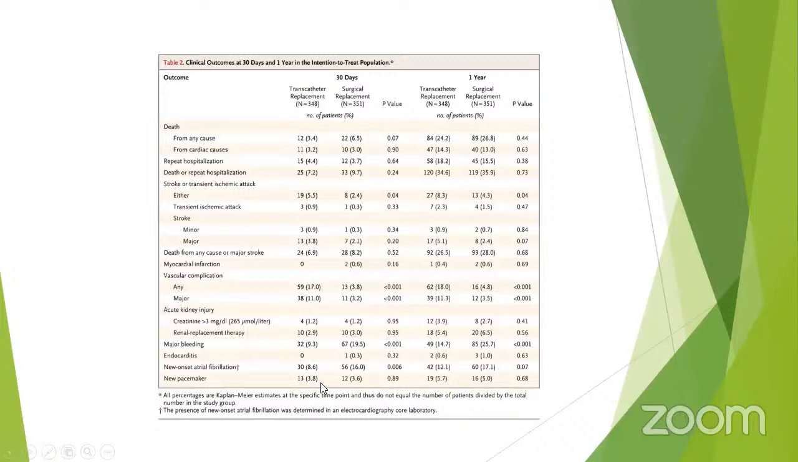New onset atrial fibrillation, there was no significant difference at 1 year, but at 30 days, it was found that new onset atrial fibrillation was more prevalent in the surgery group, 16% versus 8.6% with a p-value of 0.006.